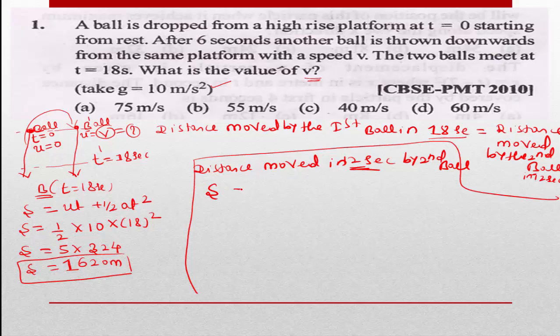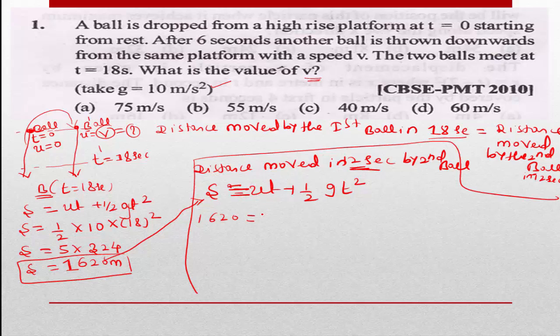Therefore S equal to ut plus 1 by 2 g into t square. Here also a equal to g, when the body moves downwards. S equal to ut plus half g t square. Distance moved in 12 seconds. Here S, you know this value. S equal to yesterday's value, 1620. Substitute here.